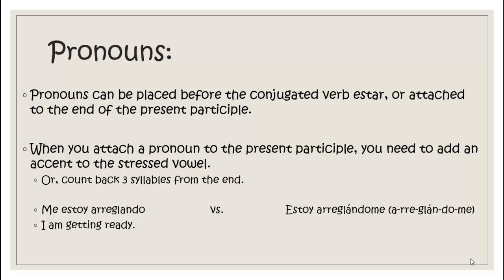So if you separate it into syllables, I like to use the clapping method. Arreglándome, you count back 3, and you end up with an accent mark on the third from the end. Okay, the third syllable from the end, so we put it on an A. And remember, accents don't ever go on consonants, they only go on vowels.